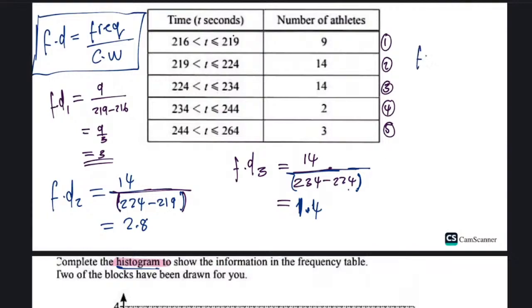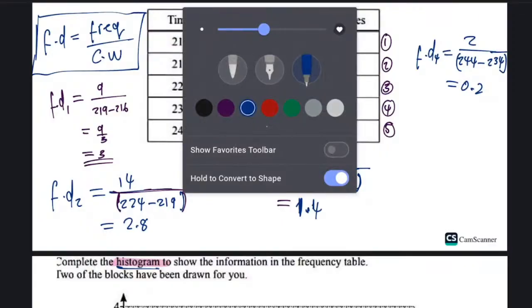So the fourth one, frequency density. The fourth one is going to be, what's the frequency? 2 divided by, what's the class width? 244 minus 234. So 244 minus 234, and we get 0.2. If you do that, you say 2 divided by, you open bracket, you say 244 minus 234, you get an answer. All right, well done.